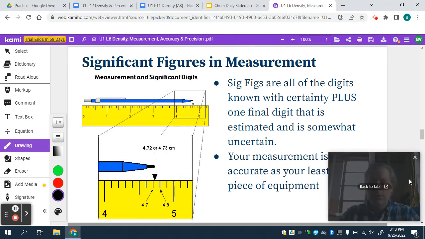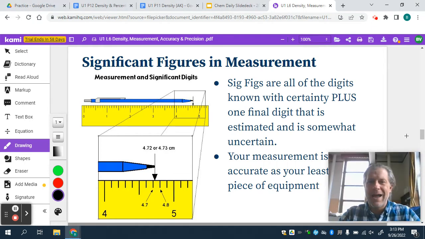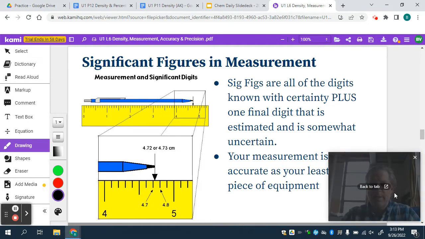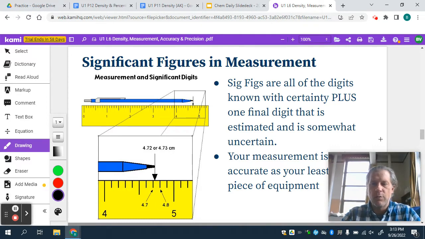Okay, so today we are going to do the last little bit of lesson six, which is significant figures and measurement. And that's the entire point and purpose of significant figures, because when we talk about significant figures, we're really talking about measurements. We've already learned how to identify how many significant figures a number has, and how to add, subtract, multiply, and divide with them, but now we're going to learn how to measure and actually obtain them.